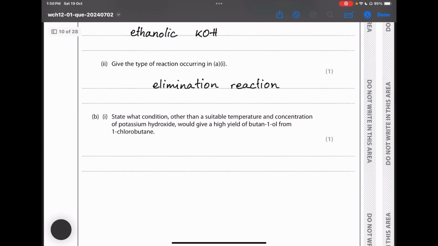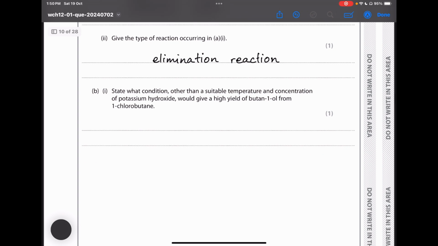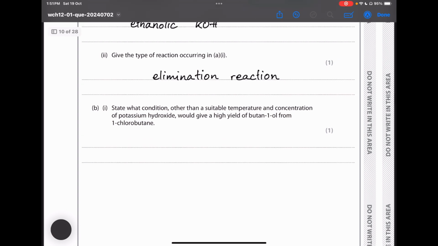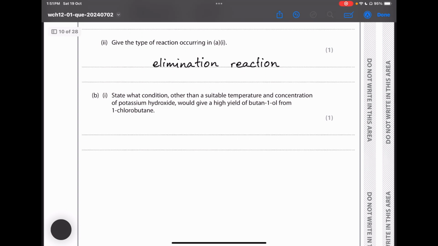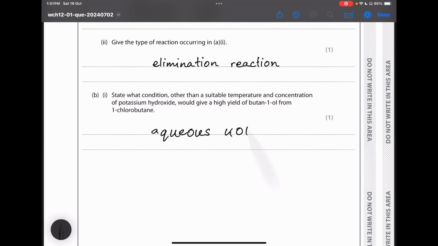State what conditions other than suitable temperature and concentration of potassium hydroxide would give a high yield of butanol. Now, if you want to produce alcohol, then we need to add this potassium hydroxide in aqueous condition. Aqueous potassium hydroxide.